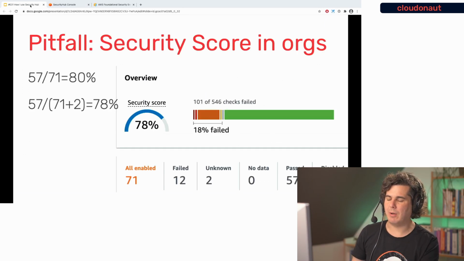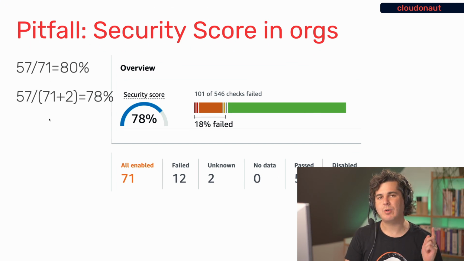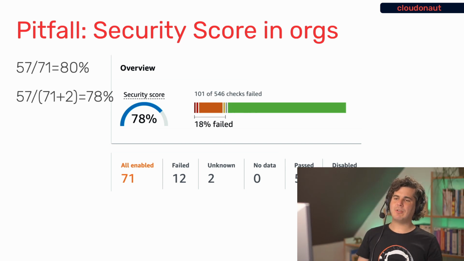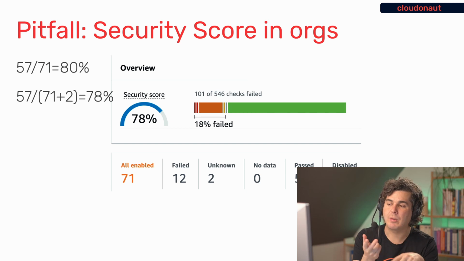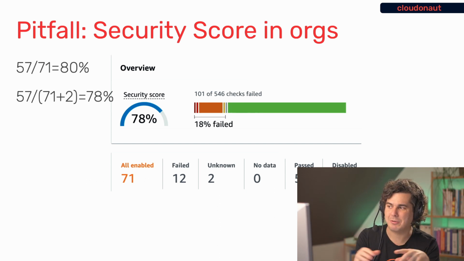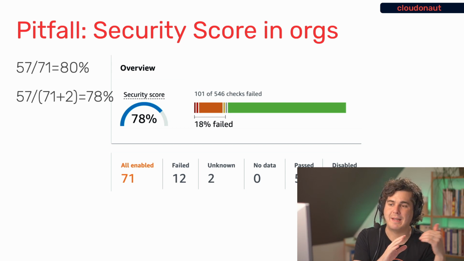Let's talk about the pitfalls. The first is about the security score when you use Security Hub in this organizational mode. So the default calculation works like this. We have all the enabled checks. We know how many of them failed, so this is the one where we have findings. Then we have unknowns, this is where we have errors. We have some of the checks that have no data. For example, if you have no S3 bucket, then your S3 check will have no data because it cannot check any S3 bucket. We have the passed checks, and we have the disabled ones.